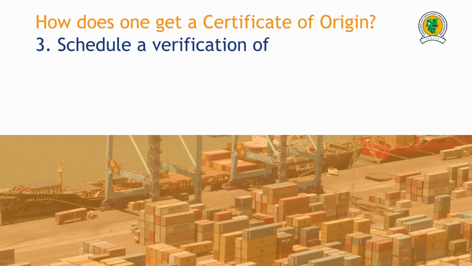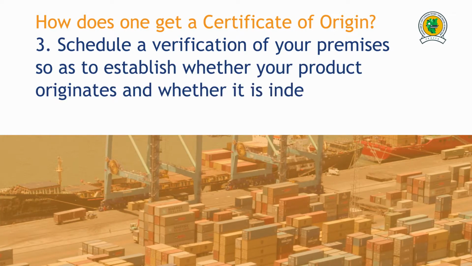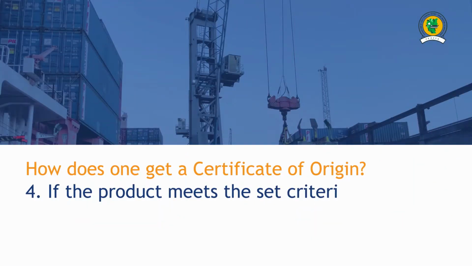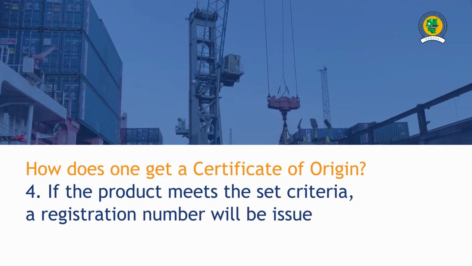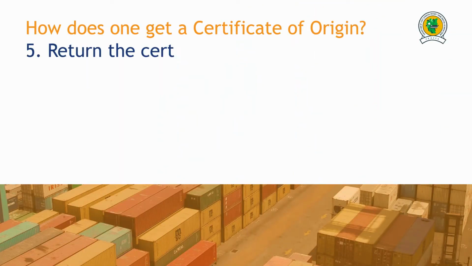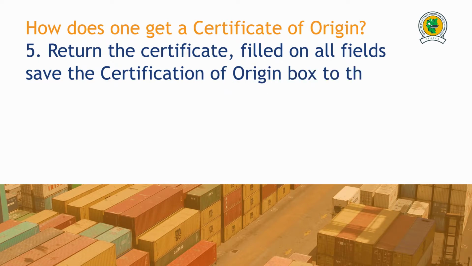3. Schedule a verification of your premises so as to establish whether your product originates and whether it is indeed produced in your factory. 4. If the product meets the set criteria, a registration number will be issued and you will be allowed to purchase the certificate.